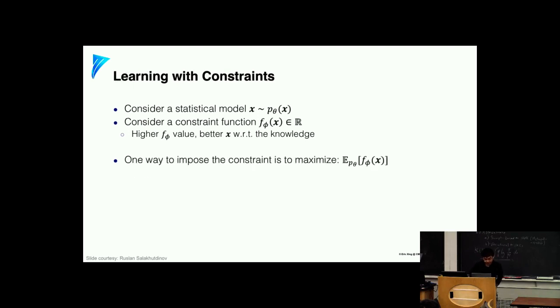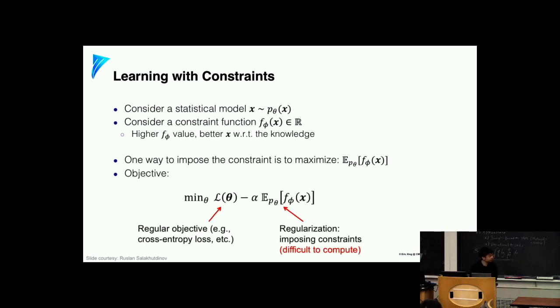Okay, so here comes the methodology. One way to impose this constraint is to maximize this objective, right? You can see basically this objective says that a sample from this model P_theta must satisfy this constraint function, right? Must maximize its value. You can imagine this is very similar to the GAN model, right? You can see this is the generator and this is the discriminator, basically.